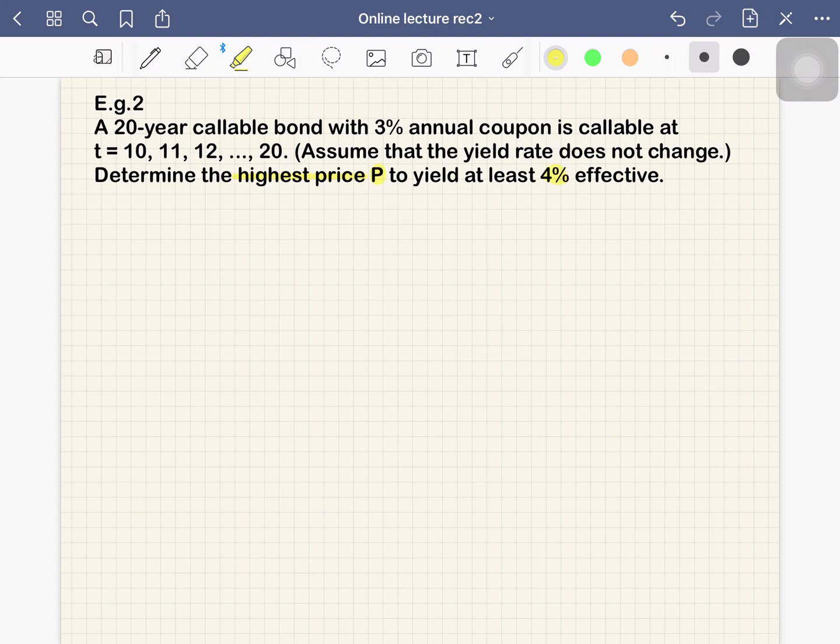If the rate is higher than 4%, the P gets smaller. If lower than 4%, then P gets higher. But this P corresponds to exactly the 4% yield rate. So still the concept is that the lowest possible price is the correct price.